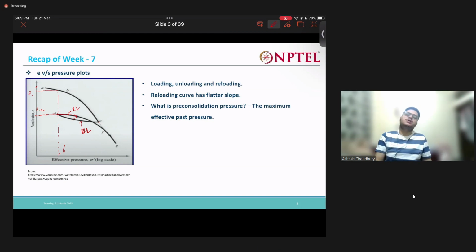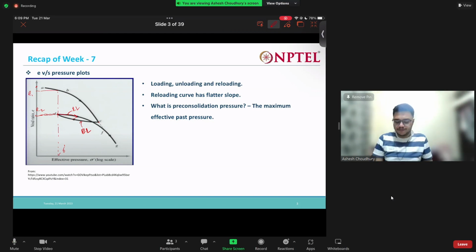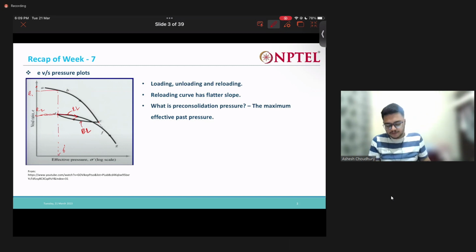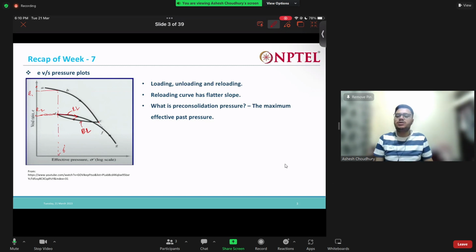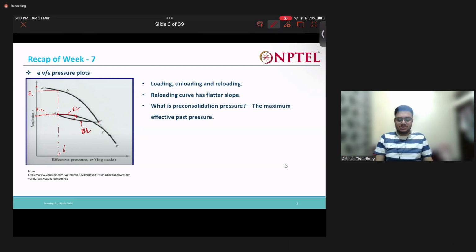We again keep on increasing the pressure. What happens is that you can see the reloading curve, this DFG curve, has a flatter slope than the AC curve. It means the void ratio is not reducing at the same intensity as it reduced before. The slope is flatter. So AC has a steeper slope, and DFG has a flatter slope.